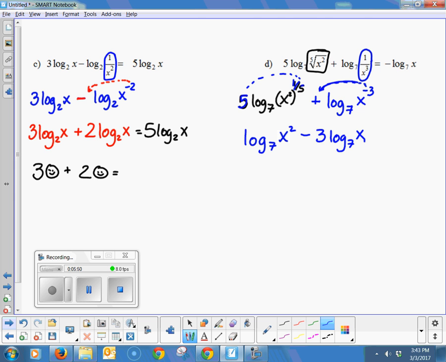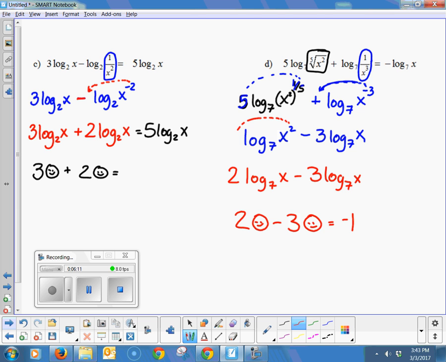And once again, we can pull this 2 out front. And so what we have is 2 log base 7 of x minus 3 log base 7 of x. And again, we have 2 times a thing minus 3 times the thing, which is -1 times the thing. So this is -1 times log base 7 of x.